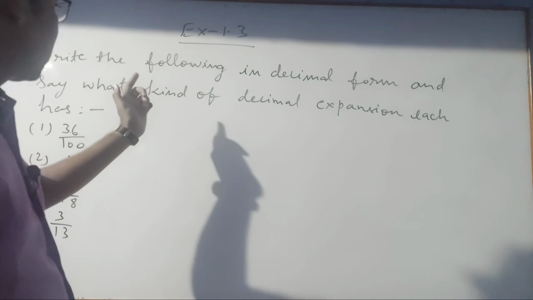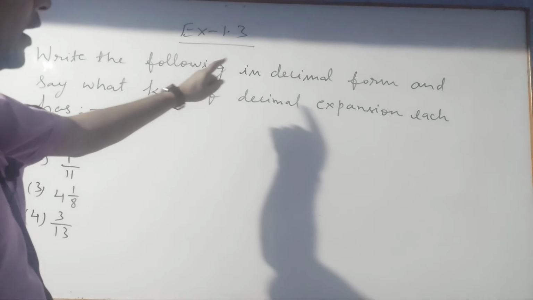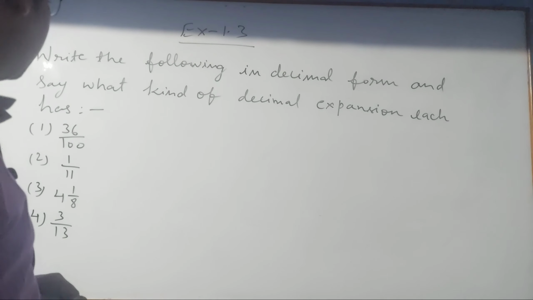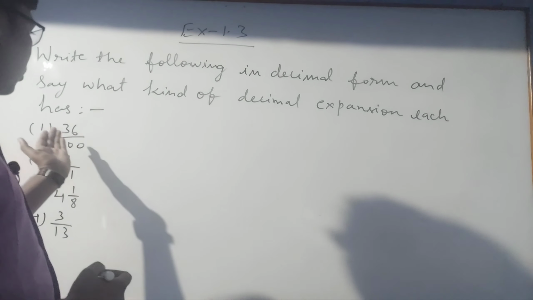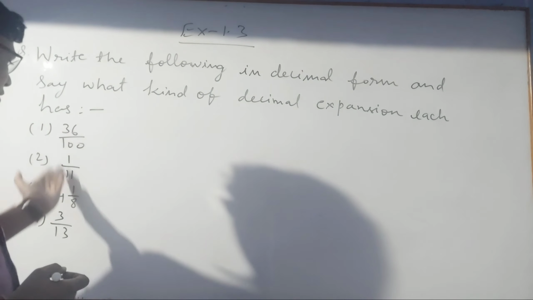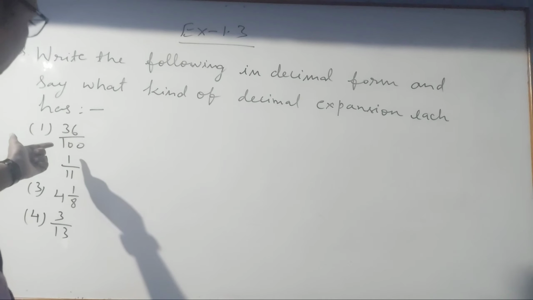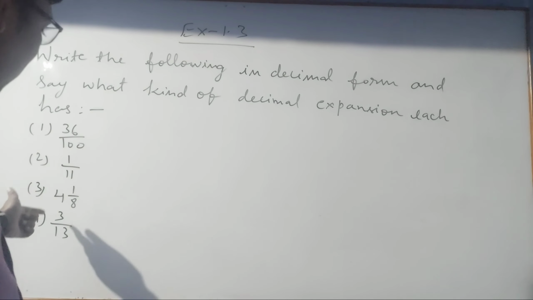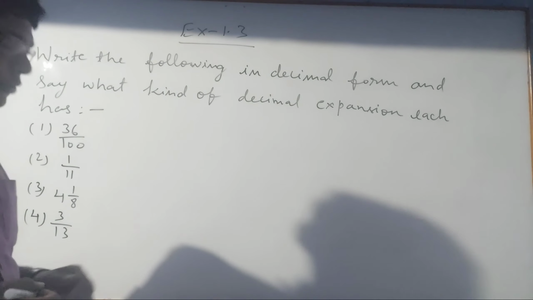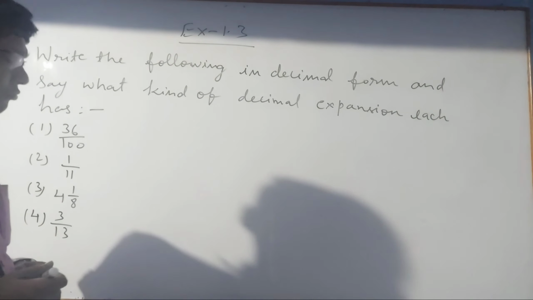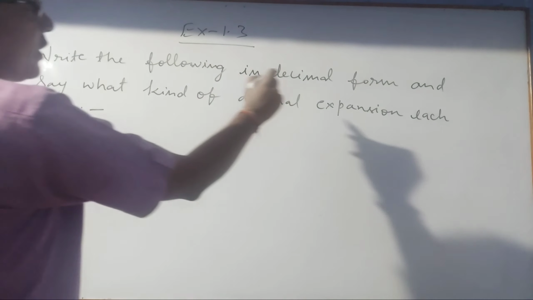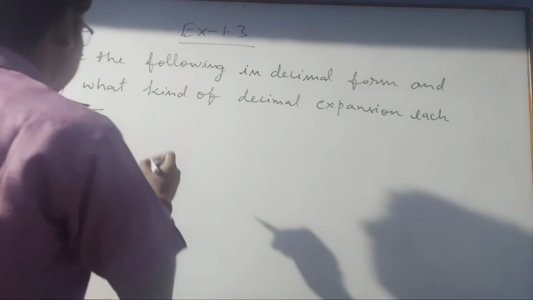Exercise 1.3 question: write the following in decimal form and say what kind of decimal expansion each has. We have to read 36/100, 1/11, 4 whole 1/8, and 3/13. For each question, we first divide, since we have to write in decimal form.